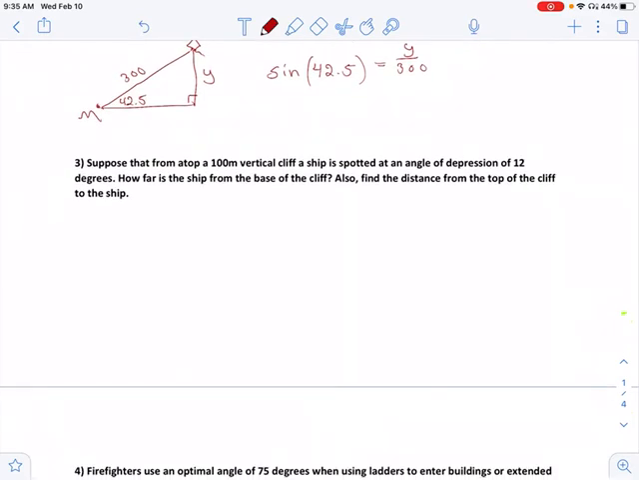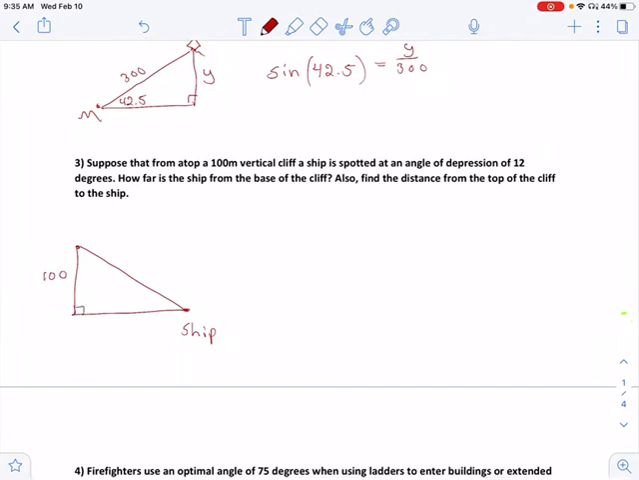This is going to be a good question because it highlights what an angle of elevation and angle of depression are, which I think we had talked about in both classes, but it's good to just be aware of it anyway. So we are at the top of a 100-meter vertical cliff. A ship is spotted at an angle of depression of 12 degrees. So here I've got this. Here is my ship.